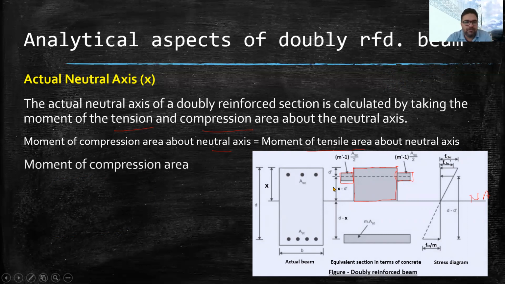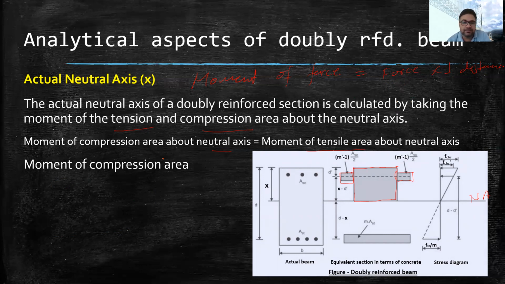First of all we will try to find out the moment of compression area. What is moment of compression area? Like we used to find the moment of force: moment of force is force into perpendicular distance, and this perpendicular distance is between the axis about which we are finding the moment and the point where the force is applied. On the same line we find the moment of area also.